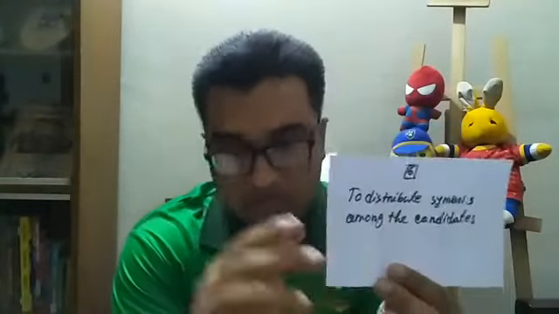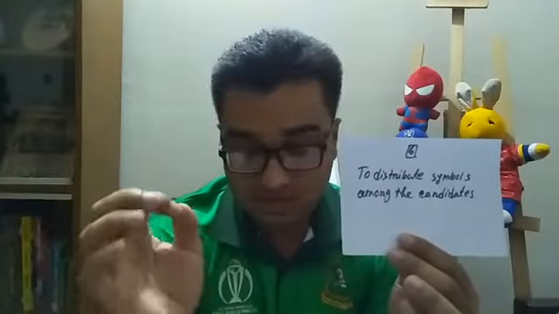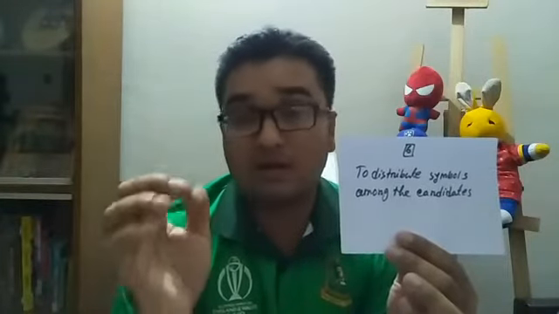Number 6, to distribute symbols among the candidates. In any type of election in our country, we can see different types of symbols. This is one of the duties or functions of the Election Commission of Bangladesh, to give a specific symbol to each candidate who is participating in an election.